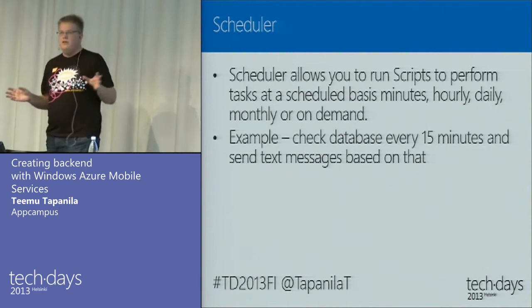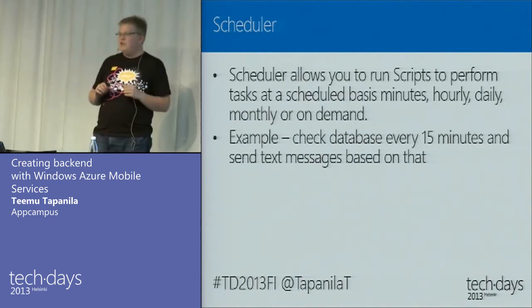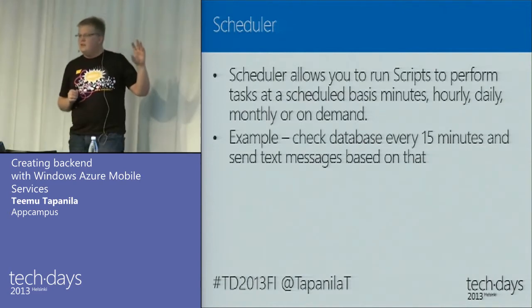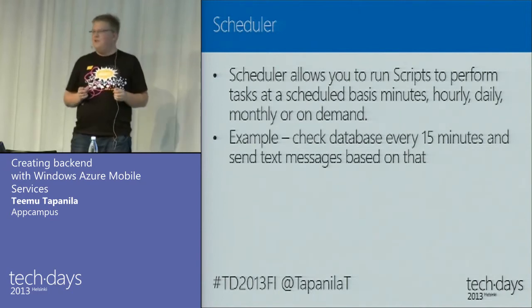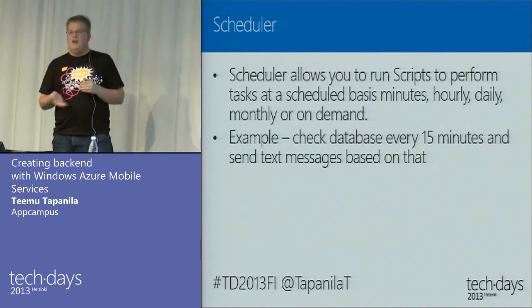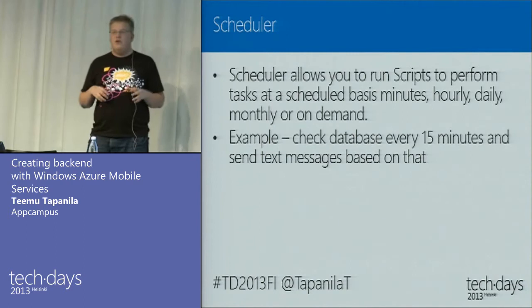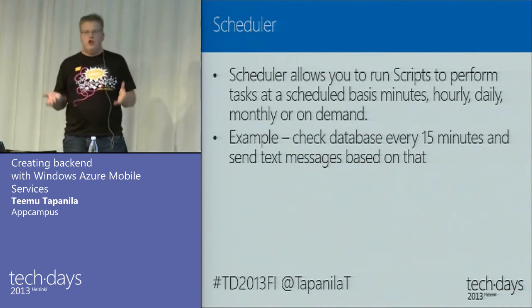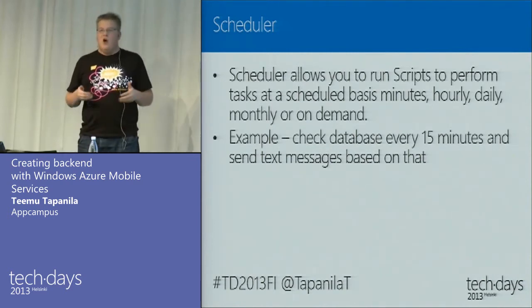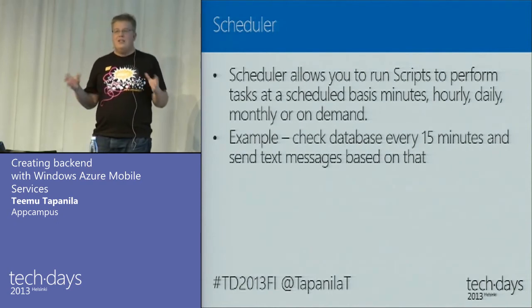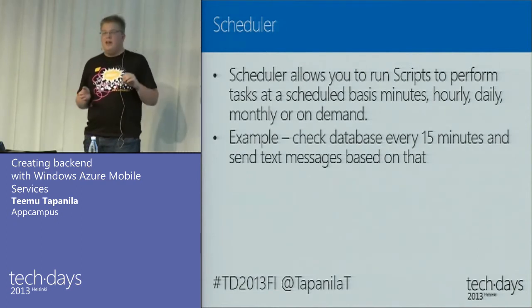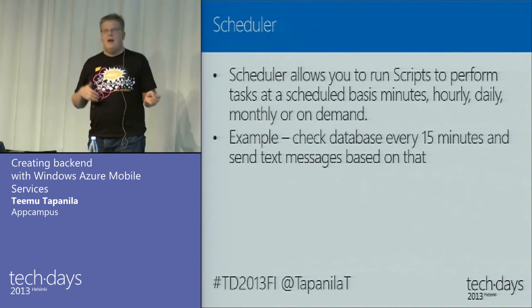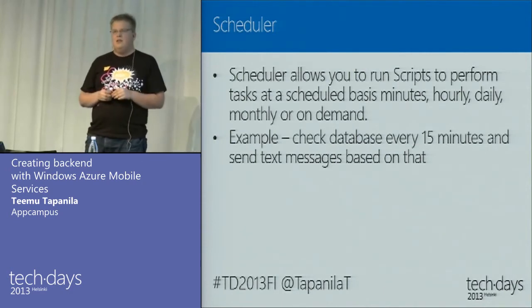Then the scheduler. How many of you saw the scheduler sample today? Great, at least a few people. So with the scheduler, you can create very nice cron jobs, basically, that run every now and then. You can decide it. The minimum time is 15 minutes. The maximum time is something like 12 months.